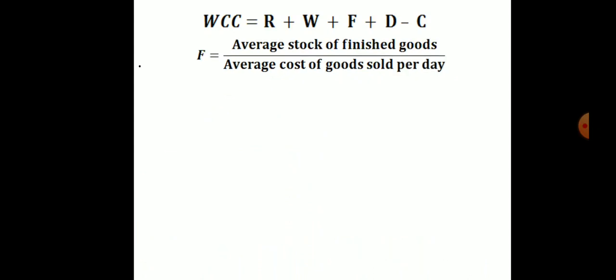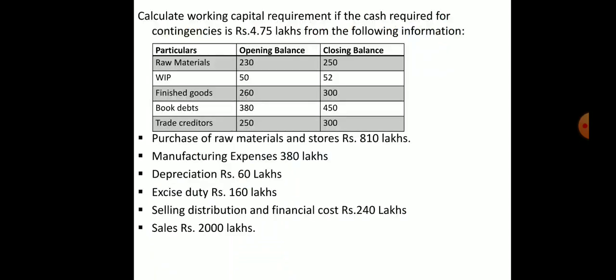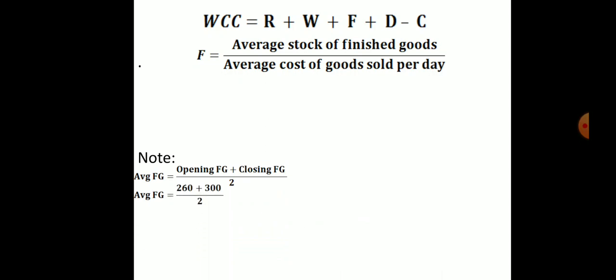So it's clear, students. So next we will calculate finished goods. F is the average stock of finished goods divided by average stock of goods sold per day. For that, note that the average stock of finished goods is opening finished goods plus closing finished goods divided by 2. From this problem, they have given both the opening balance and closing balance. So finished goods are 260 and 300. So 260 plus 300, which is 560, divided by 2. So your total average of finished goods is 280 lakhs. On average you will spend around 280 lakhs.